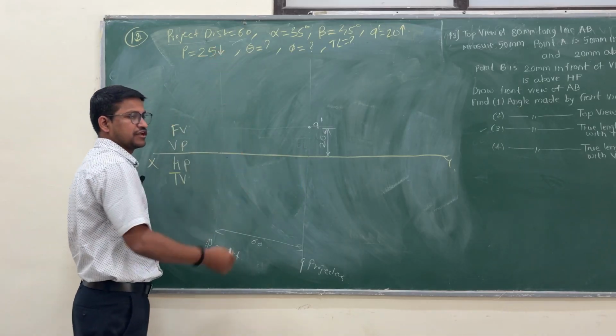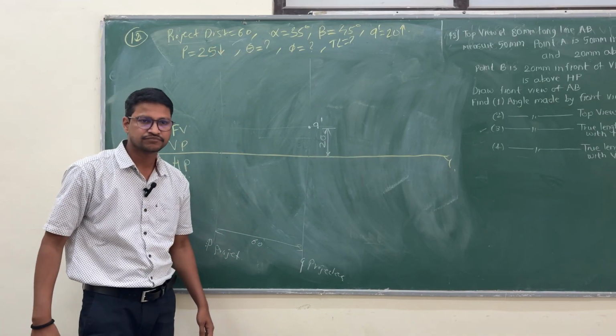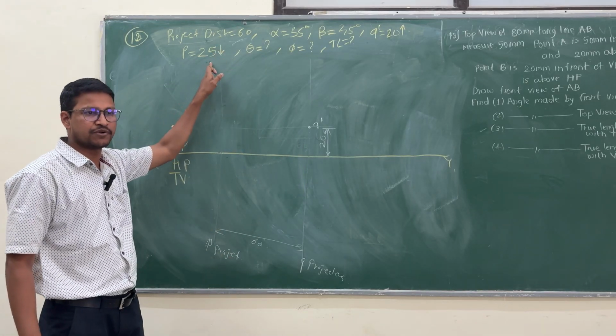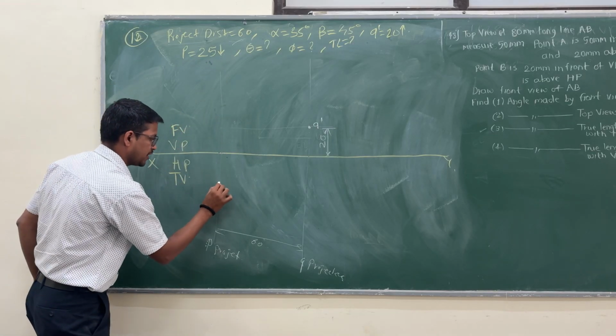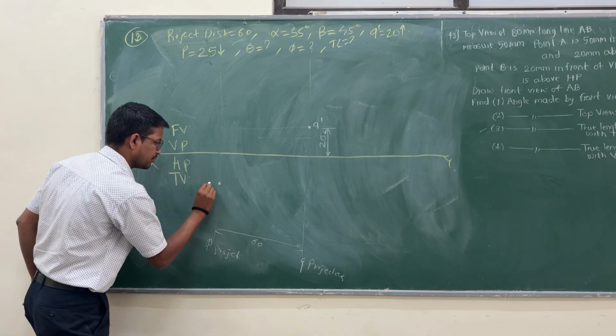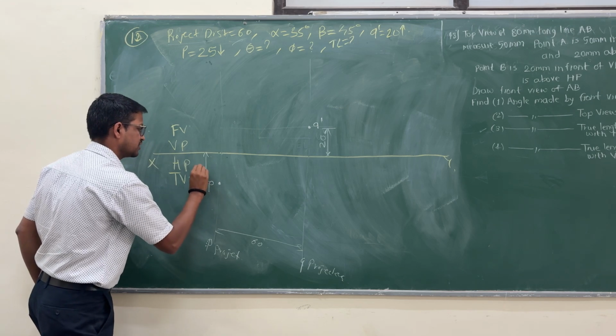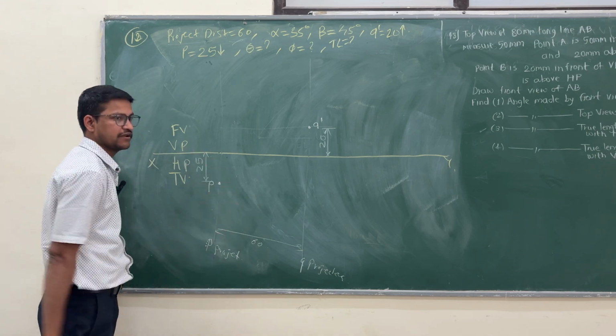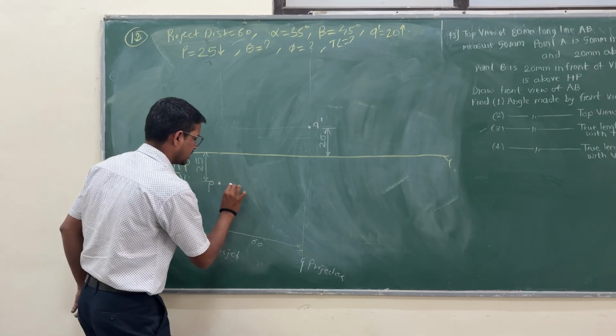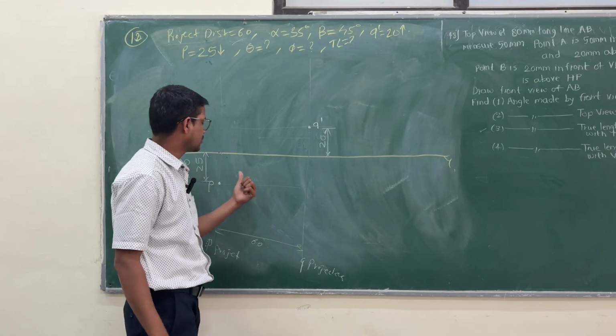Now the P point is in front of VP. How much? 25 mm. So here is P, and in front of VP it is 25 mm. Fine. Now from the P point, I draw a faint line.